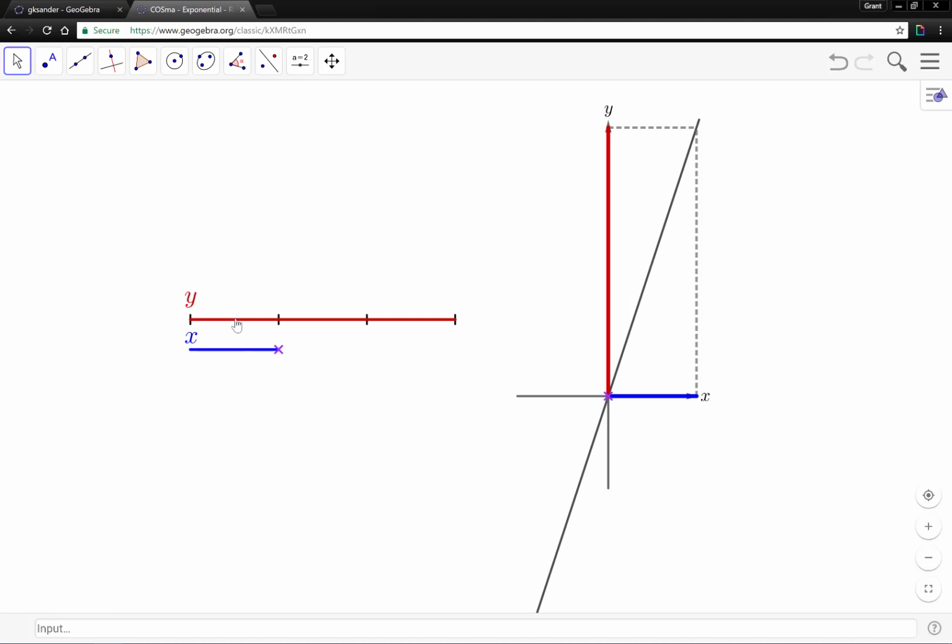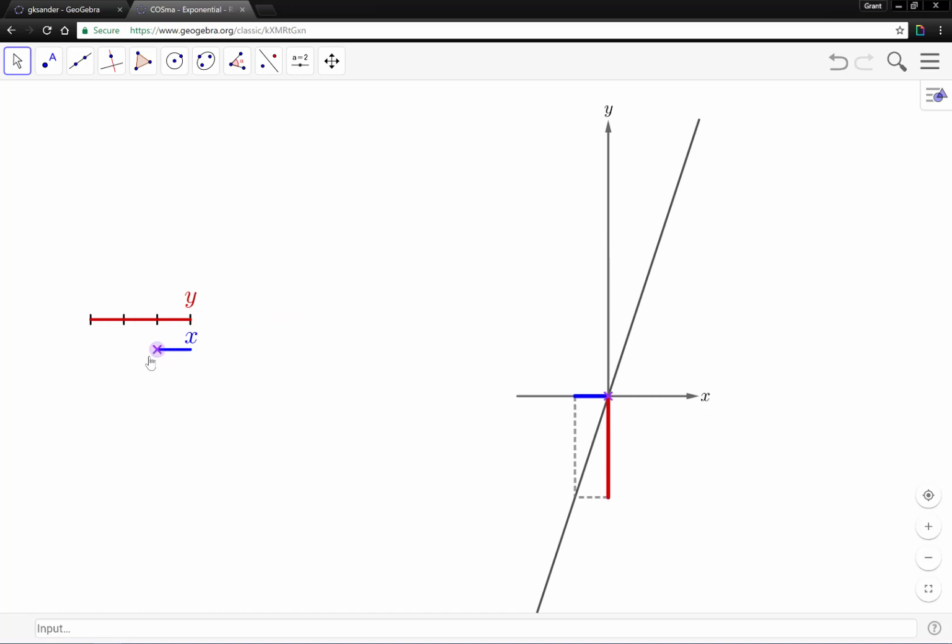So here I have two segments, one representing the value of y, one representing the value of x, and I can vary the value of x. And as I vary the value of x, both of these segments vary to represent the corresponding values of x and y. So as I vary the value of x, notice that y is always 3 times as large as x. This segment representing the value of y is always 3 times as long as the segment representing the value of x. Doesn't matter what the value of x is, that segment for y is always 3 times as long. So if we measure the value of y using x, that measurement is constantly 3.